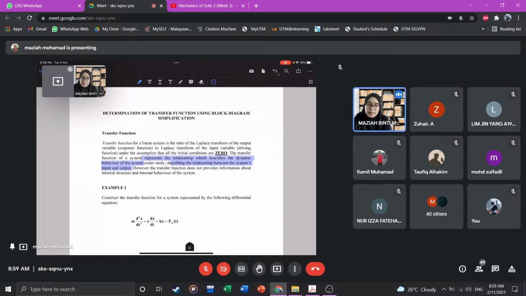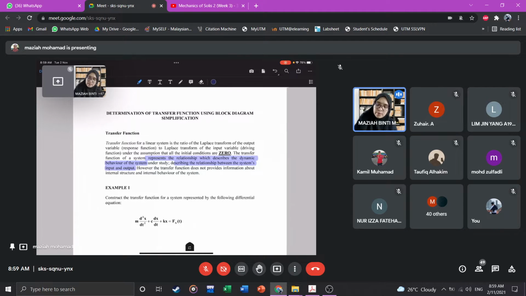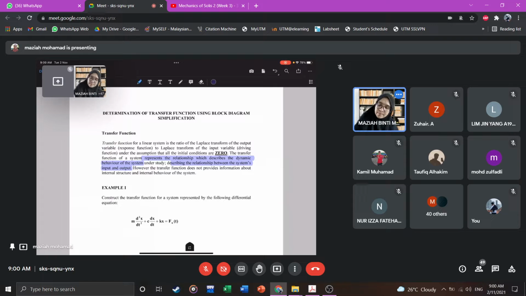But by using the transfer function method, we do not have information about the internal structure and internal behavior of the system, because we just consider the input and output. In the transfer function, actually there are many other elements, but we just combine them together. So if you only have the transfer function without knowing the other elements, you cannot determine what the other elements in there are.